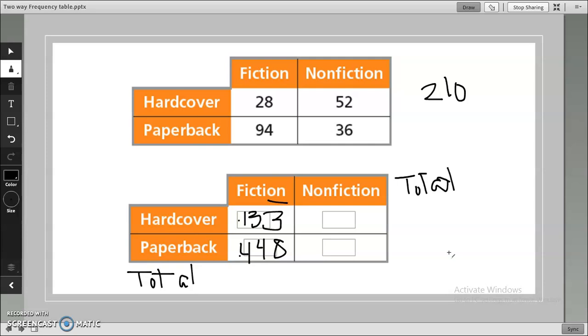52 divided by 210 is 0.248. Now this time our values might be a little bit off. Remember, we wanted them to total up to 1 at the very last one, but because we're rounding, we should get very, very close to 1. 36 divided by 210.